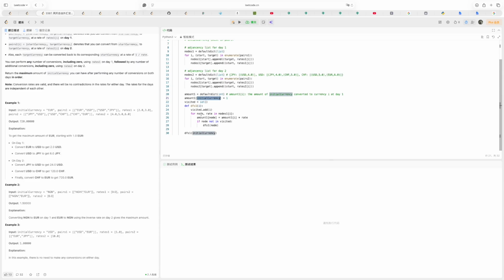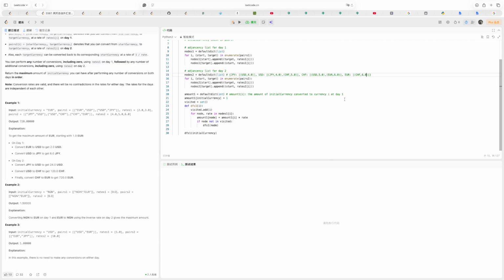So for euros, oh, there's euro, sorry. Euros, you will have CHF with 6. Okay, so we will have CHF. CHF node will be CHF, rate will be 6. So amount 1, CHF will be amount I, which is initial currency euros, multiplied by rate 6.